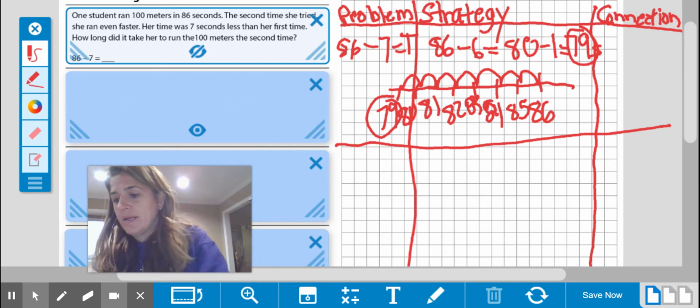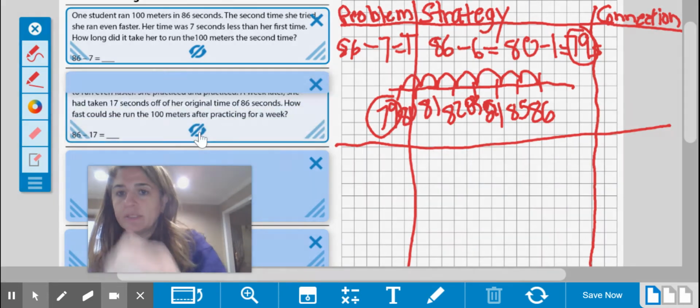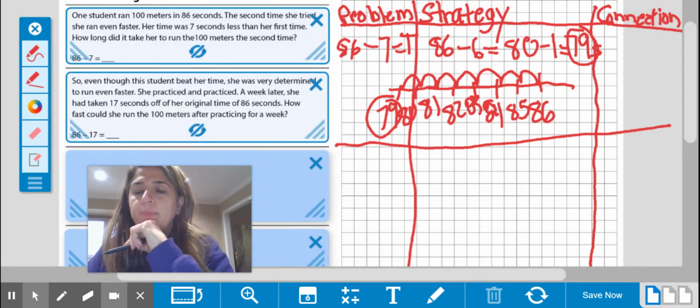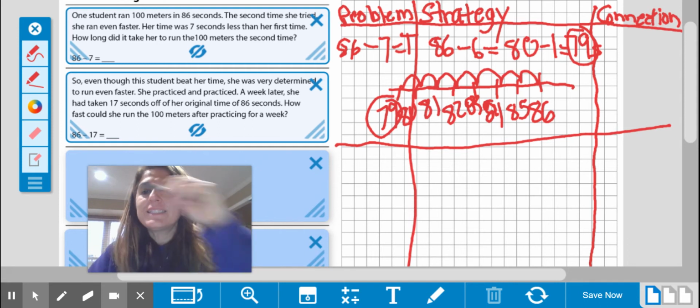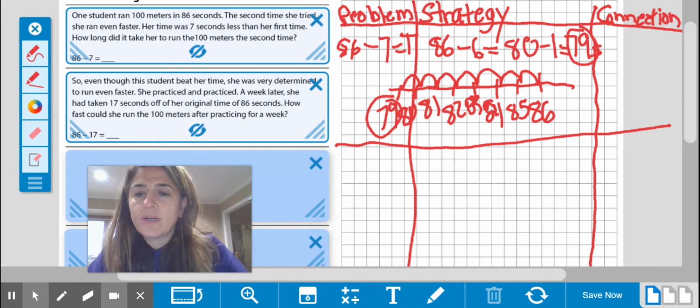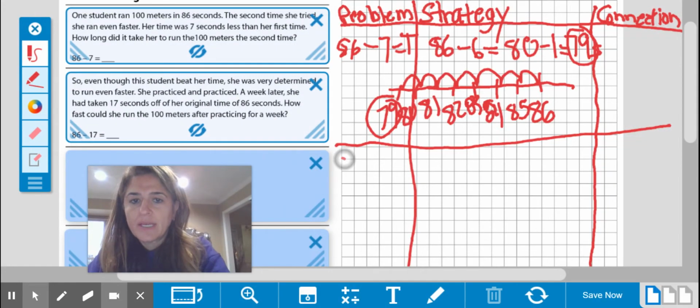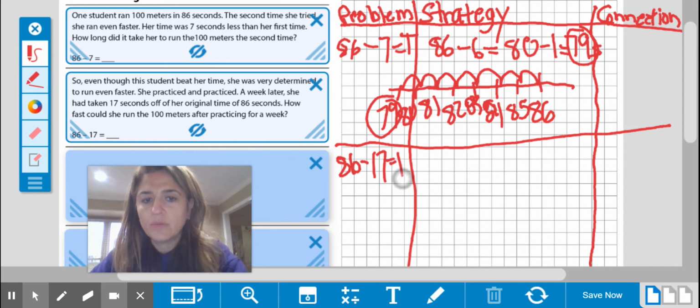Now let's take a look at the second problem. Even though the student beat her time, she was very determined to run even faster. She practiced and practiced, and a week later, she took 17 seconds off of her original time of 86. So how fast could she run the 100 meters after practicing for a week? So our problem is 86 minus 17 equals her time.